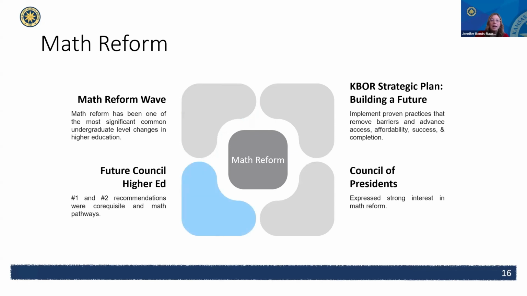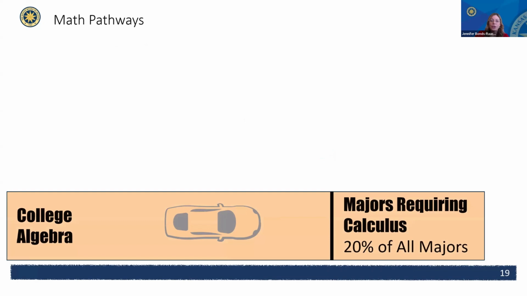Next, the Future of Higher Education Council, established by the Board of Regents in response to the Kansas legislature, approved 14 recommendations for the board to consider. The top 2 recommendations were co-requisite support and math pathways. Third, the Kansas KBOR strategic plan, Building a Future, focuses on removing barriers and promoting access, affordability, success, and completion. And then finally, the Council of Presidents expressed a strong interest in math reform. With these converging events, Kansas embarked on its math pathways efforts.